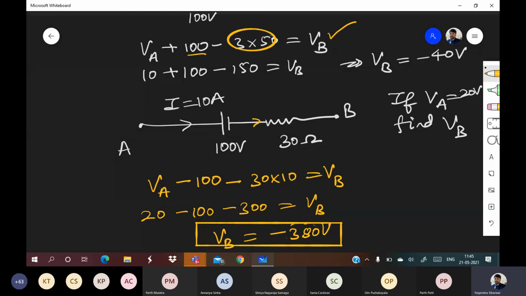Ananya gave the correct answer. Vareen also gave the correct answer. So two people, Ananya and Vareen.